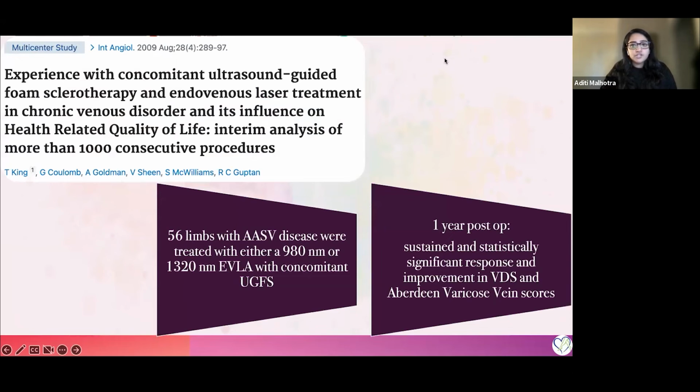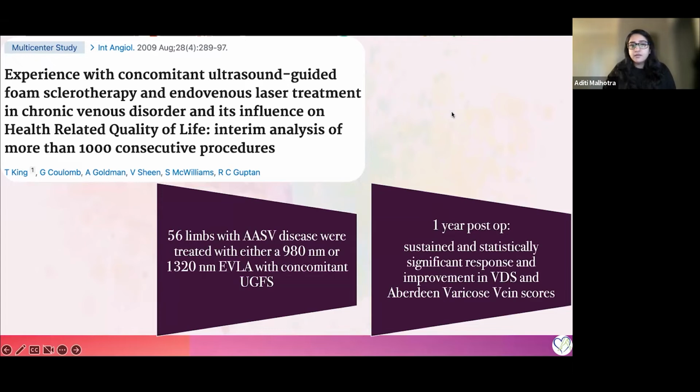I would like to draw your attention to Dr. King et al.'s study that was completed in 2009, and they essentially took a look at 56 limbs with AASV disease. They treated them with different frequencies of laser ablation, and they also did concomitant ultrasound-guided foam sclerotherapy. At 1 year post-op, there was a sustained and statistically significant improvement in the vein disability score, as well as the Aberdeen varicose vein score.